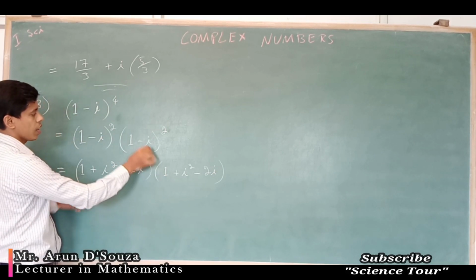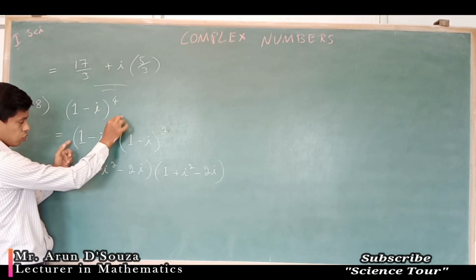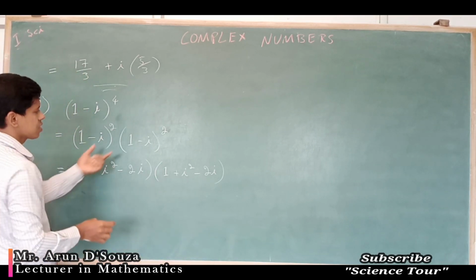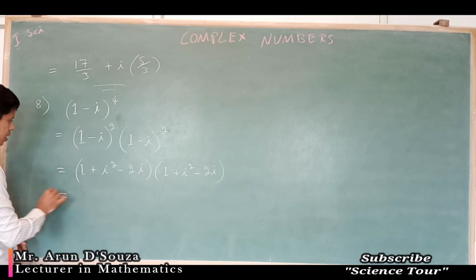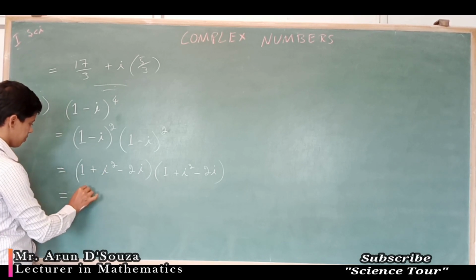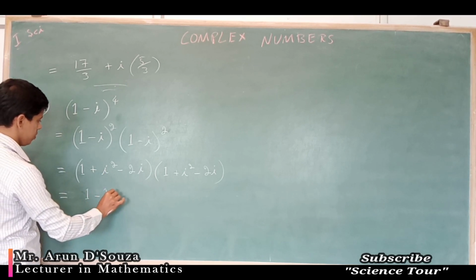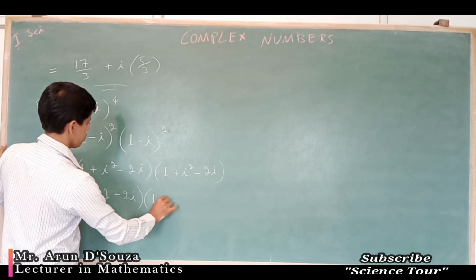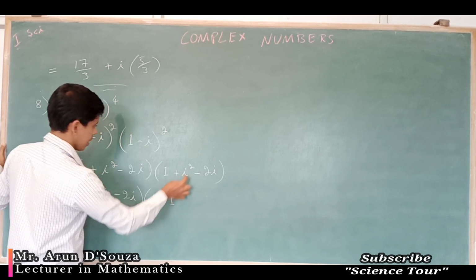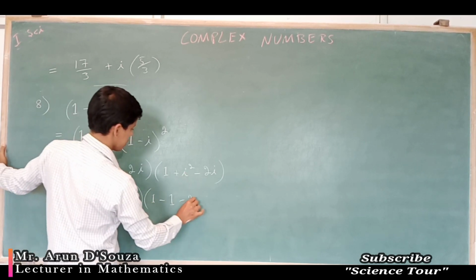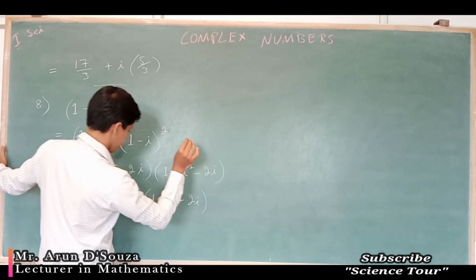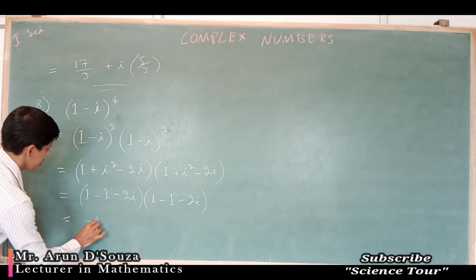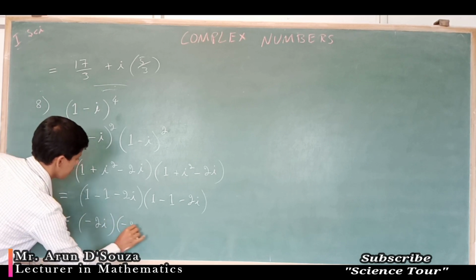So you could write whole square here. You could write square and whole square. That is also fine. So just to make things clearer, I have written this way. Okay. Now, what is i square? Just replace it. So that is 1 minus 1 minus 2i. And this is once again same thing. i square is minus 1 and this is minus 2i. Okay. Now, 1 and minus 1 cancel. So you are left with minus 2i into minus 2i.